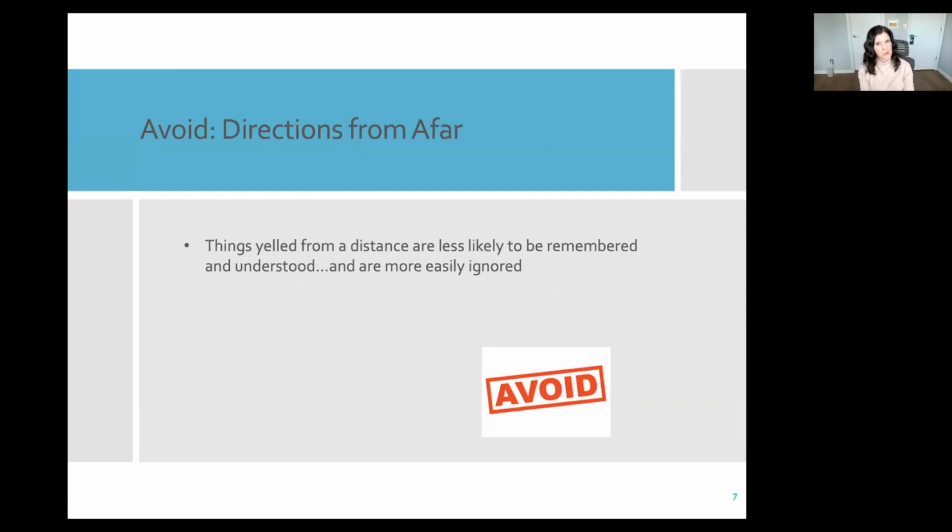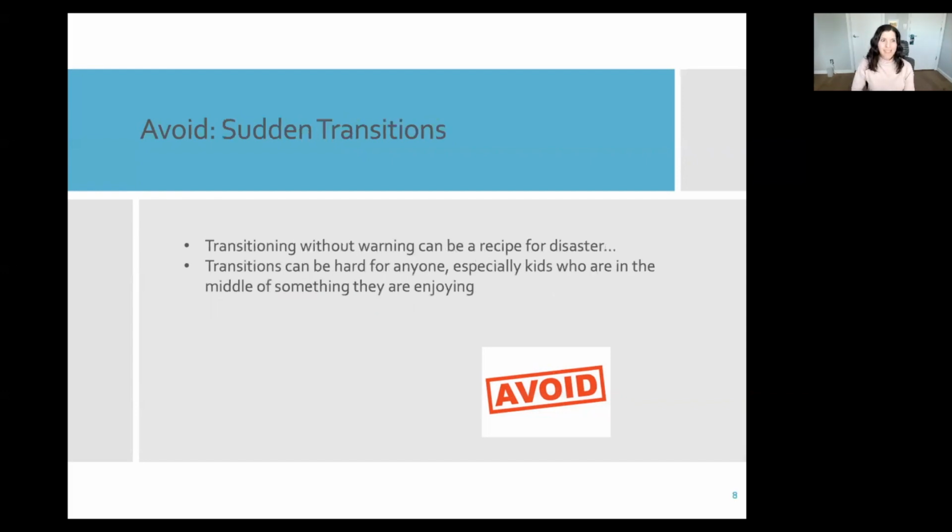It's easier to ignore. Avoid sudden transitions. Unexpected transitions can be problematic for many, but particularly kids or some of our more concrete thinkers. Transitioning without warning can be a recipe for disaster, whether it be transitioning away from something fun like video games or transitioning to something less fun like Zoom classes or homework or chores.